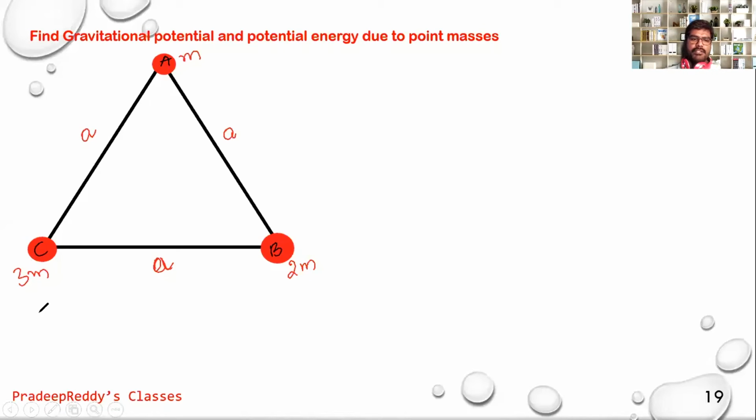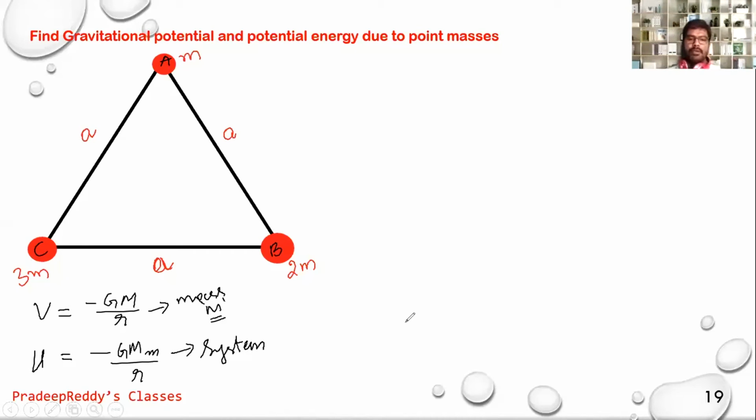So gravitational potential V is equal to minus GM divided by R. Remember, in the numerator there is only one mass, capital M, and gravitational potential energy is denoted with U, which is minus GMm divided by R. This is for the system, and this V is for mass capital M, due to this mass capital M. So when we are calculating gravitational potential energy, two masses you need to involve. So first let me calculate gravitational potential energy here.